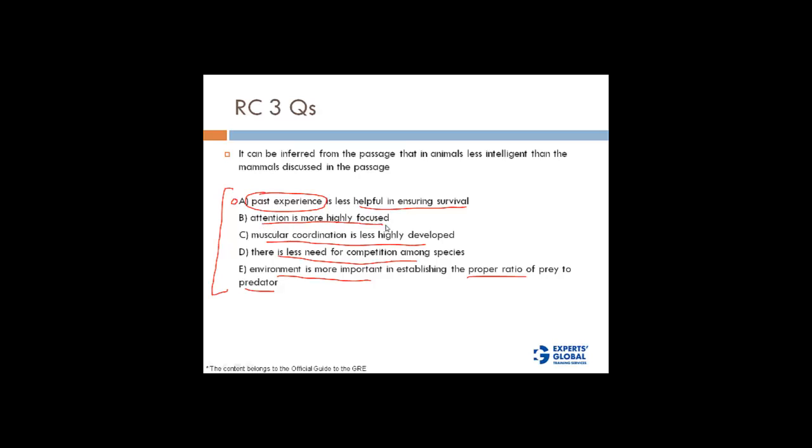Attention is more highly focused. There is no relation between intelligence and attention, right? It's not explicitly stated in the paragraph, so that is not correct. Muscular coordination and intelligence, there is no connection there. There is less need for competition among species. This is also never touched on in the paragraph. Environment is more important in establishing the proper ratio of prey to predator. We are not at all talking about the ratio of prey and predator. So that is not correct. So the correct answer here would be A, past experience is less helpful in ensuring survival.